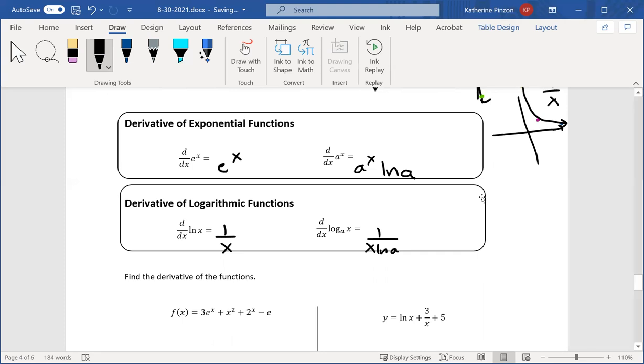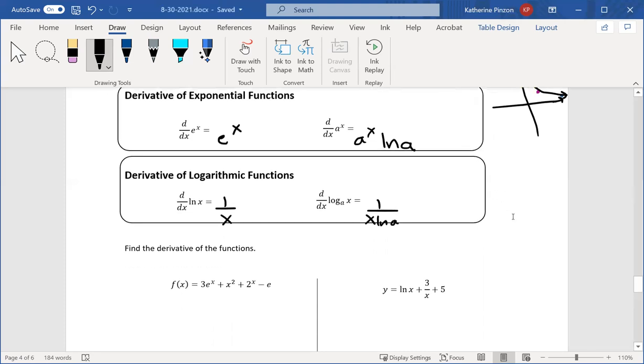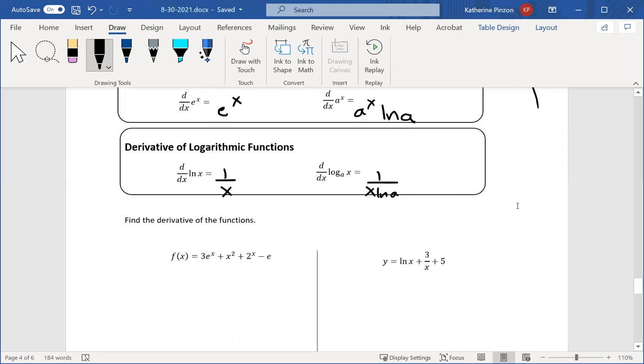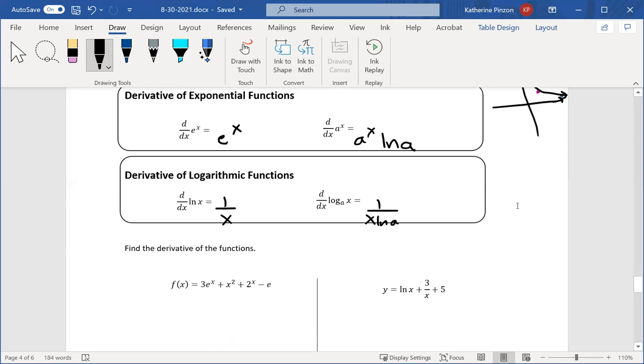Okay, we're going to practice. And notice that I'm going to mix rules together. Let me make sure everybody can write them down. I'm going to mix rules together. Some of these are exponentials and some of these are polynomials. So some of these are going to use the power rule and some of these are going to use the new rules.